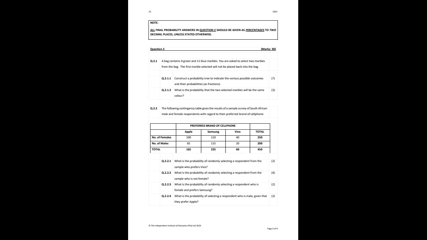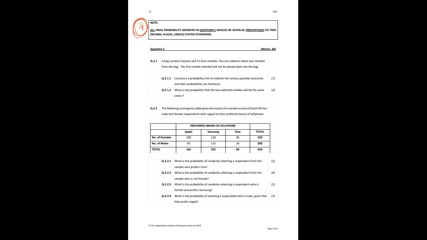So the first question says to you, what is the probability of randomly selecting a respondent from the sample who prefers Vivo? Please make sure to adhere here to that rule at the top. So 2 decimal places and a percentage. You don't need to interpret anything unless they did ask you to, but they didn't ask you to in these questions. So you're literally just calculating the answers.